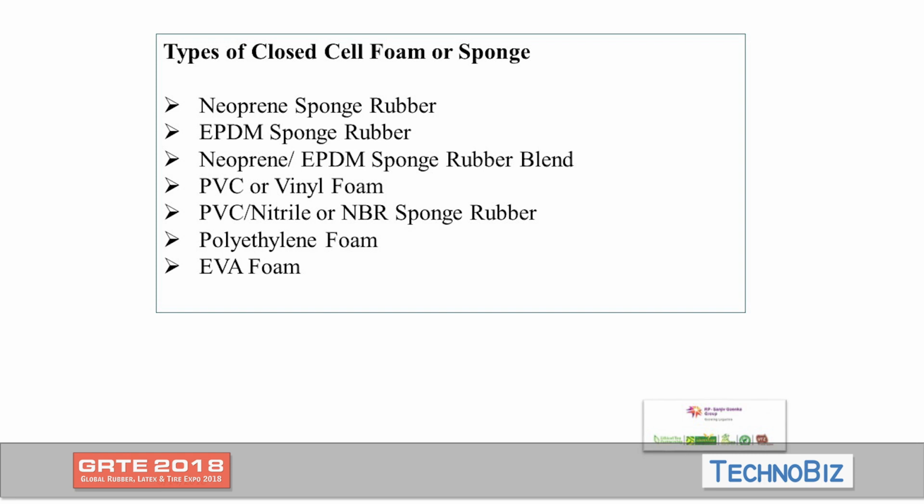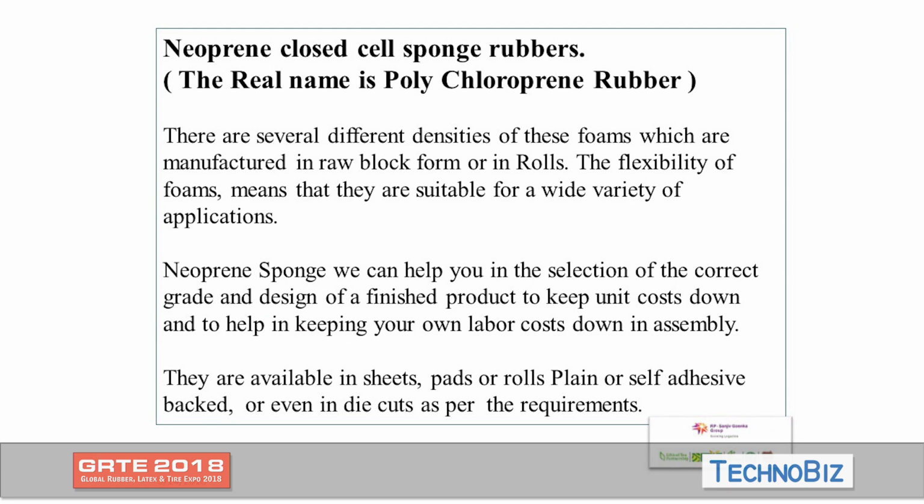It can be manufactured from neoprene, EPDM, or a neoprene and EPDM blend. It is also PVC or vinyl foam. You can have PVC nitrile blend or nitrile rubber. You can have foams from polyethylene as well as from EVA, ethylene vinyl acetate. The real name of neoprene is polychloroprene. Neoprene is a trade name manufactured by DuPont.